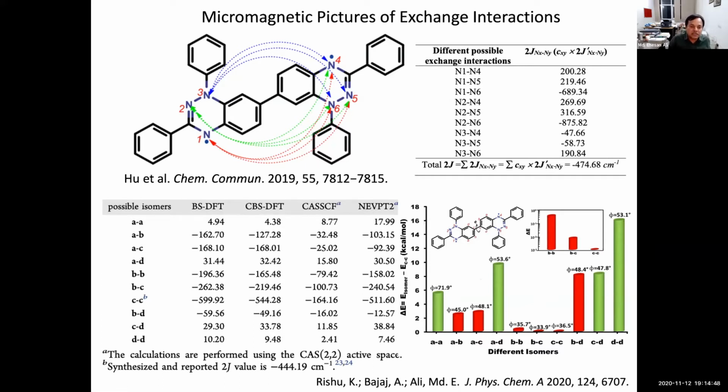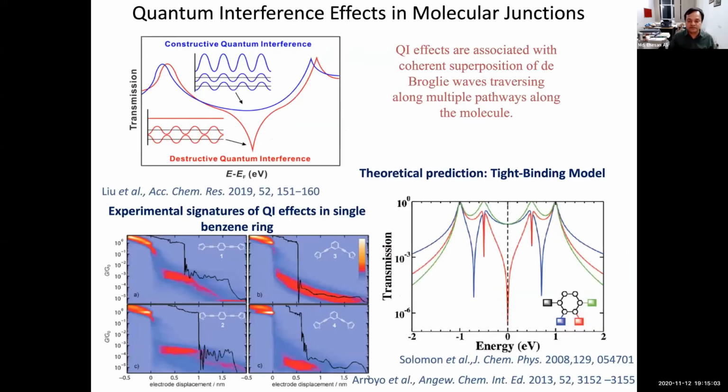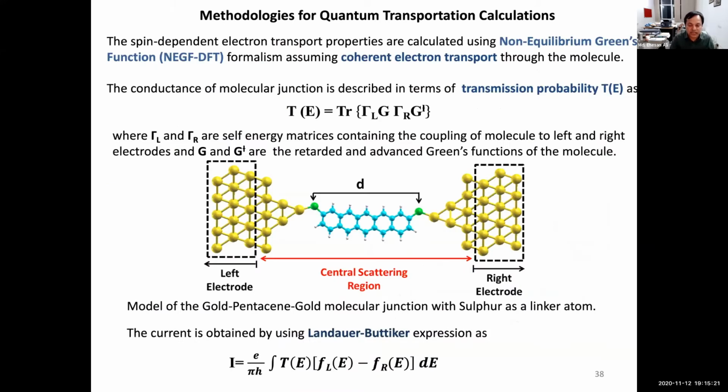Now we wanted to see whether this organic radical will have any role in molecular electronics or spintronics, and to do so, we wanted to place that organic radical in the junction between the two electrodes here.